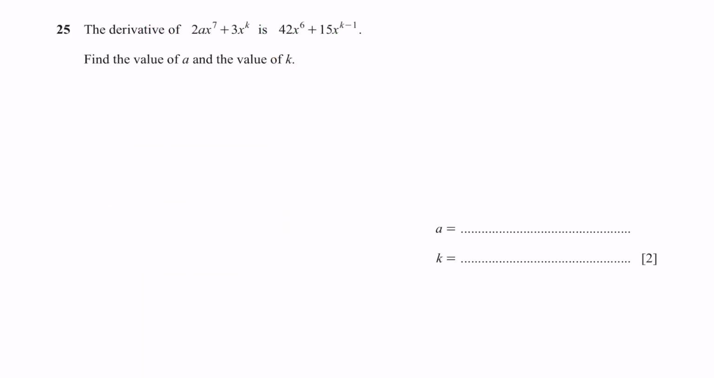Question 25. The derivative of 2ax to the power of 7 plus 3xk is equal to this. Find the value of a and the value of k.